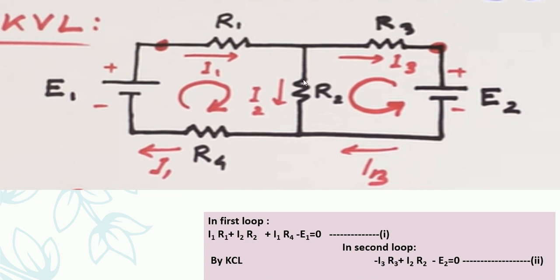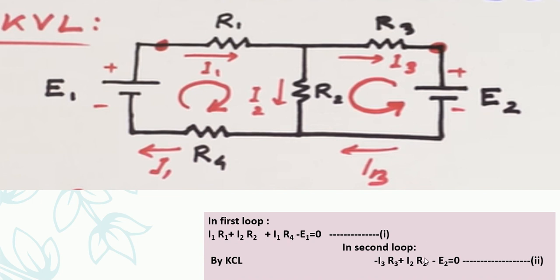Again, the current I2 is moving in this direction and you are also measuring the voltage in this direction through R2. So here the voltage drop I2 R2 will be positive. Moving in this way, when you reach the cell, you see the negative sign of the cell at first, so you will use the negative sign: minus E2 equal to 0. This is the second equation.